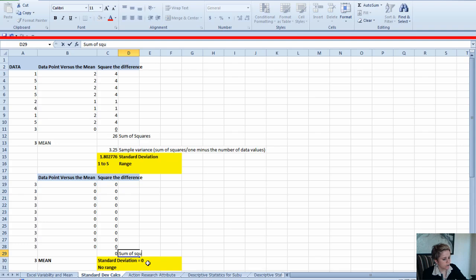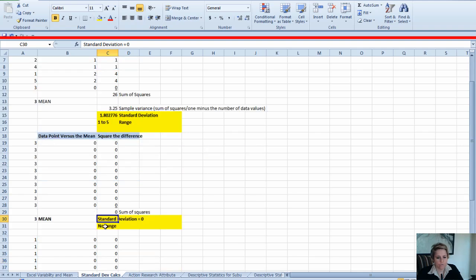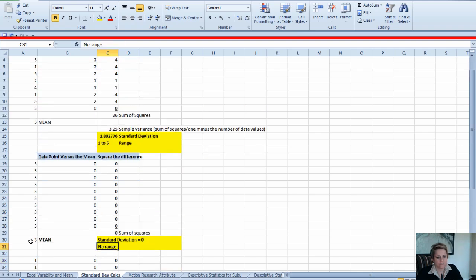But what you need to notice as I'm going through this is you're trying to figure out how far away each data point is from the mean, because again, the goal is to understand variability in data. So once you have the sum of the squares, I'll show you in a minute, you don't have a standard deviation. It's going to be 0. So there's no range because it's all the same data. Every single data point equals the mean, so there's no standard deviation.